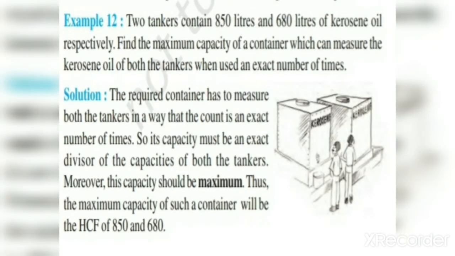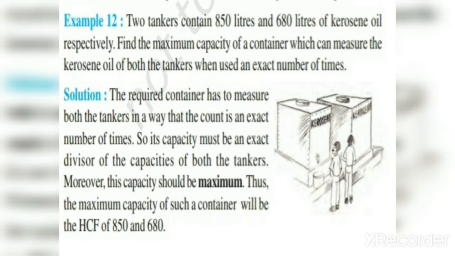Now let's understand how to solve word problems related to HCF and LCM. Here we have one example. Two tankers contain 850 liters and 680 liters of kerosene oil respectively. Find the maximum capacity of a container which can measure the kerosene oil of both the tankers when used an exact number of times. Here one word is used, maximum. When maximum is used, we have to find HCF. Remember this point.